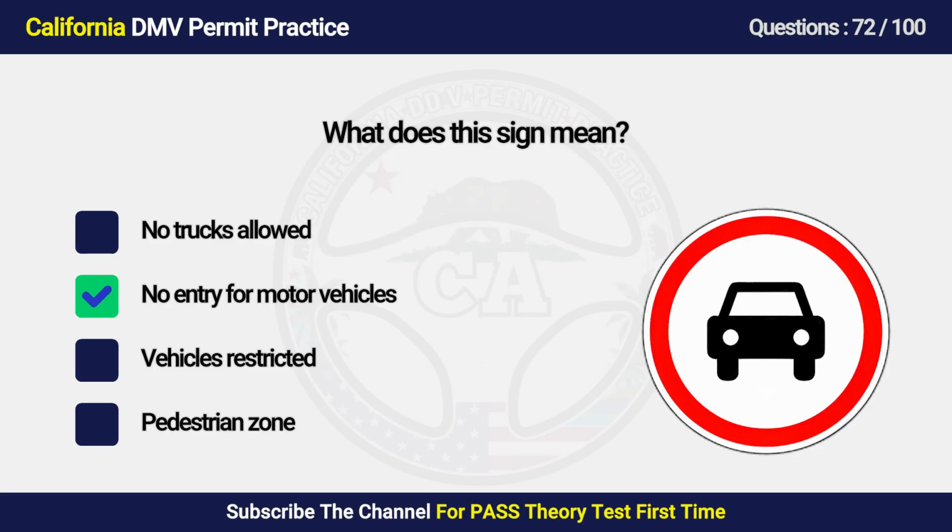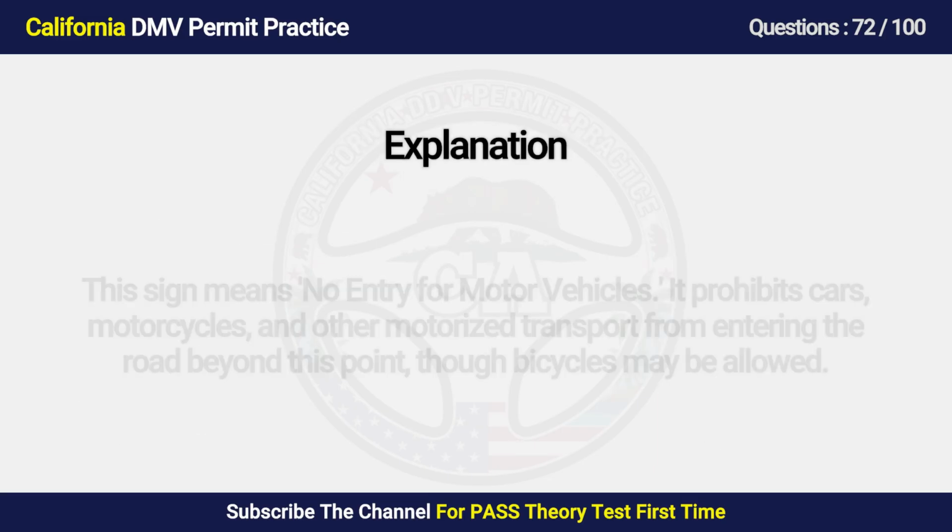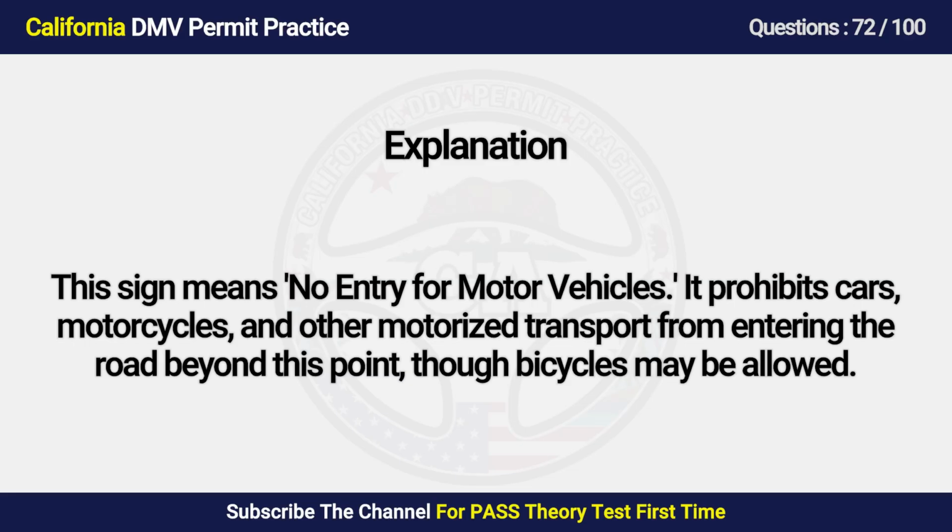Answers is B. No entry for motor vehicles. This sign means no entry for motor vehicles. It prohibits cars, motorcycles, and other motorized transport from entering the road beyond this point, though bicycles may be allowed.